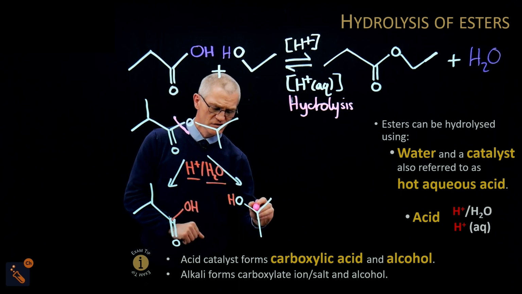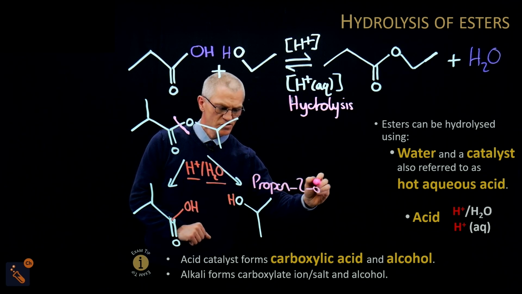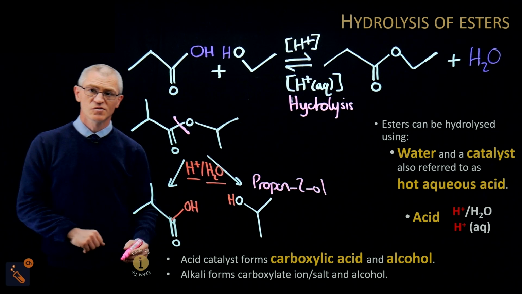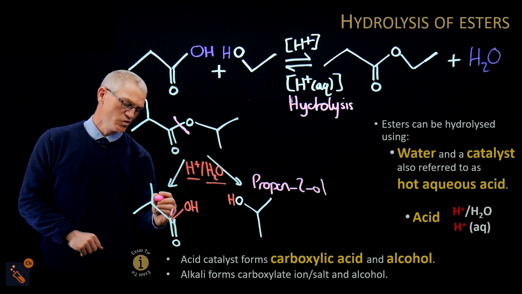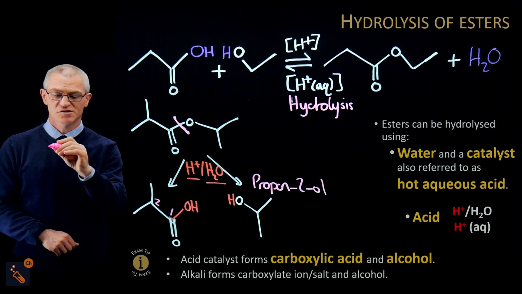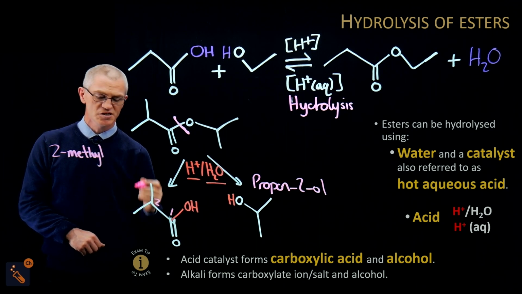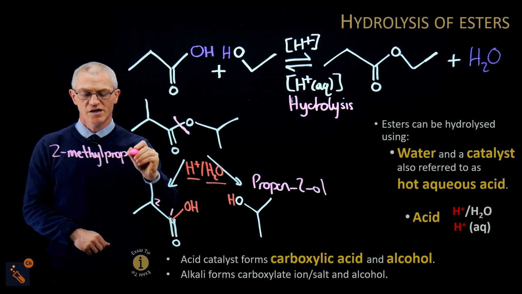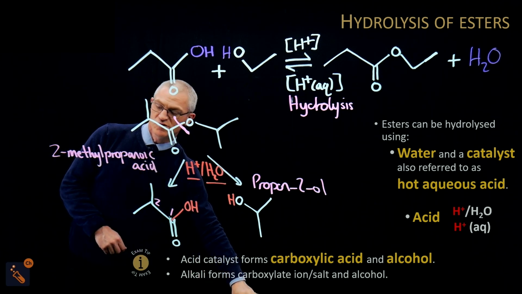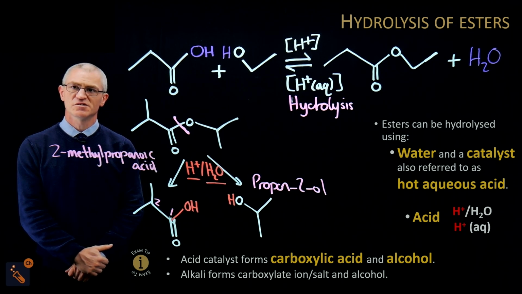So the OH is in the middle, so this is propan-2-ol. Okay, propan-2-ol. Then we've got this one, which, if you think of this as number 1, this is number 2, the priority is with the carboxylic acid. So that would be 2-methyl, and then 1, 2, 3, propanoic acid. So 2-methylpropanoic acid. And that is the result of acid hydrolysis.